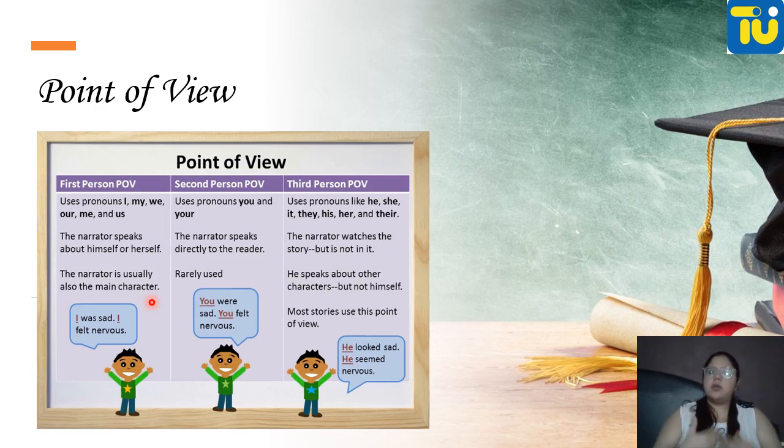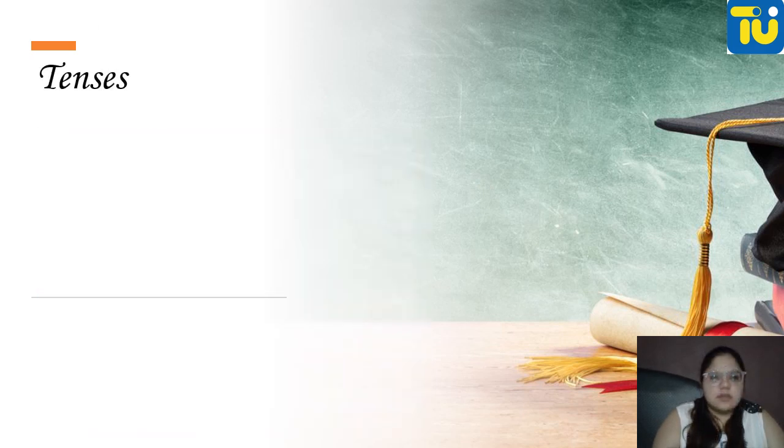Second person, when I am talking about the other person. So we use you and your. You were sad, you felt nervous. Third person is when I am talking about a person who is not present in the room. I was not part of the story, but I saw it. We use he, she, it, they, his, her, their. For example, he looked sad, he seemed nervous. I'm not sure of it, but he looked sad and he seemed nervous. These are a very important part of your direct indirect speech.